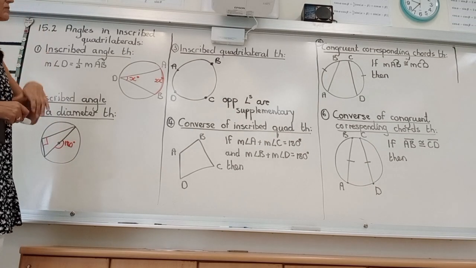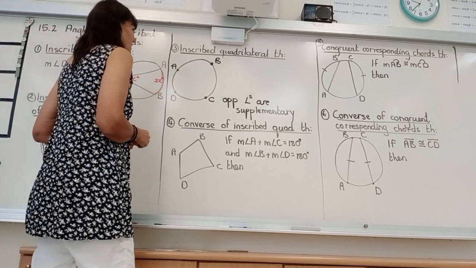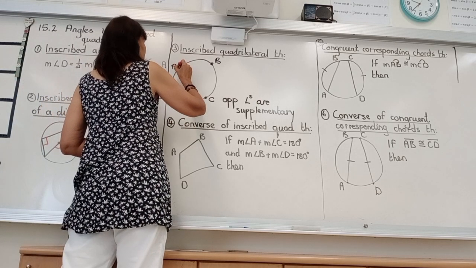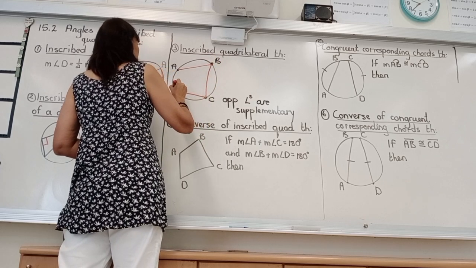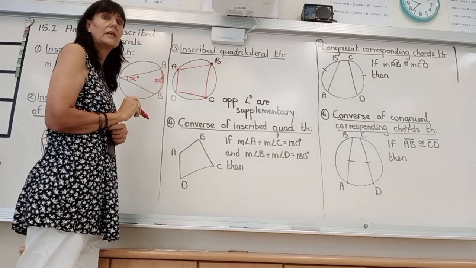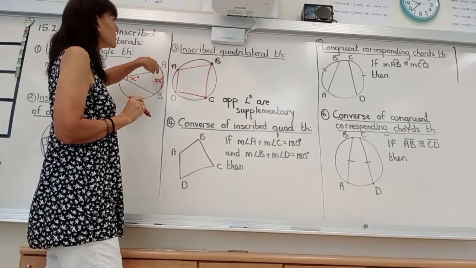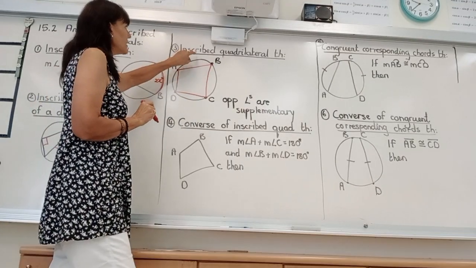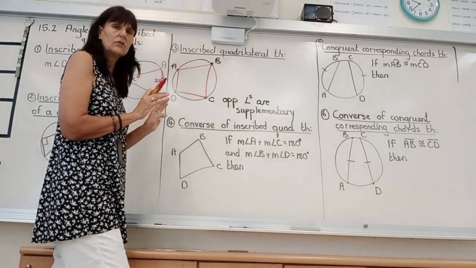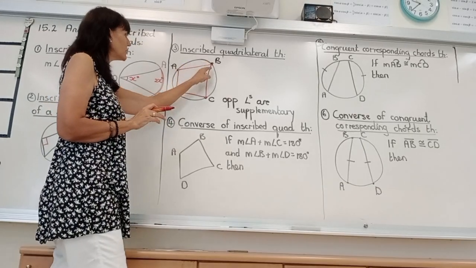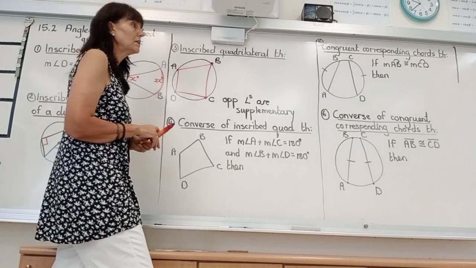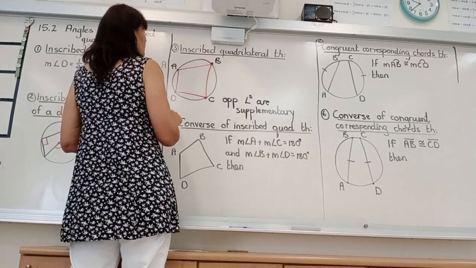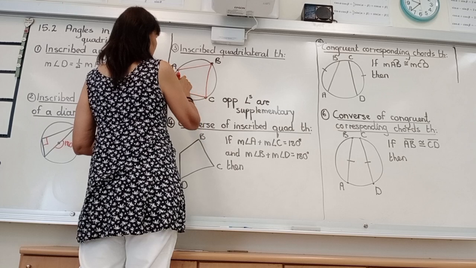Now we're going to work with quadrilaterals. If I have a quadrilateral here, A, B, C, D, and its endpoints are on a circle, it's an inscribed quadrilateral. It's not just any quadrilateral. The endpoints, the vertices of this quadrilateral, must be on the circle. Then we have special qualities here.